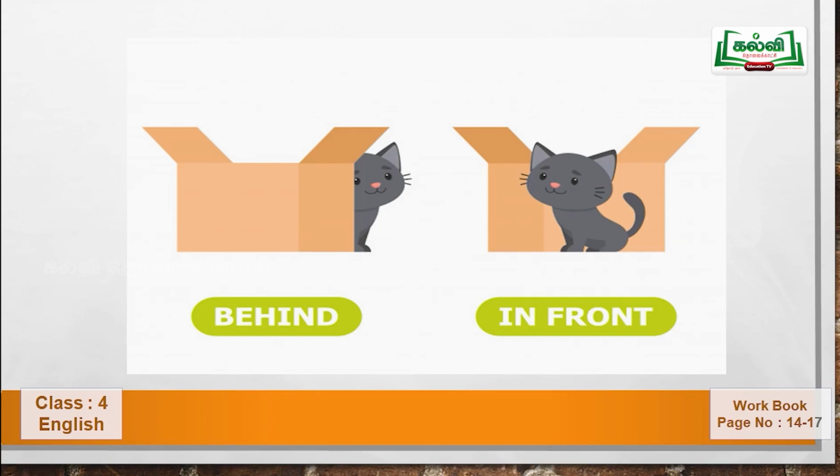Children, there are two pictures here. In the first picture, where is the cat? The cat is behind the box. In the second picture, where is the cat? The cat is in front of the box. What are the prepositions here? Here the prepositions are behind and in front of.